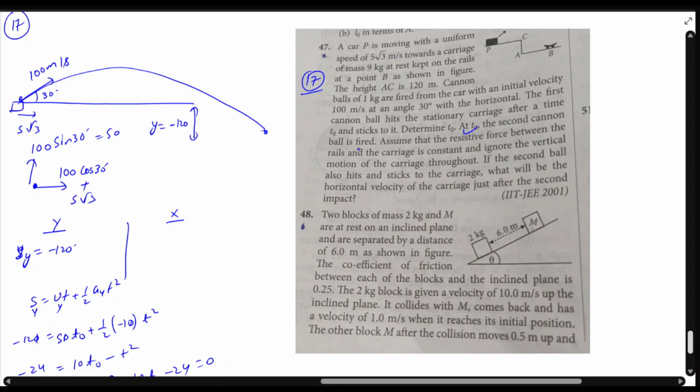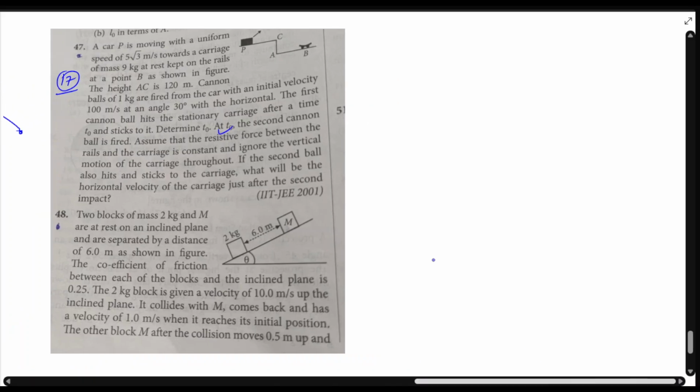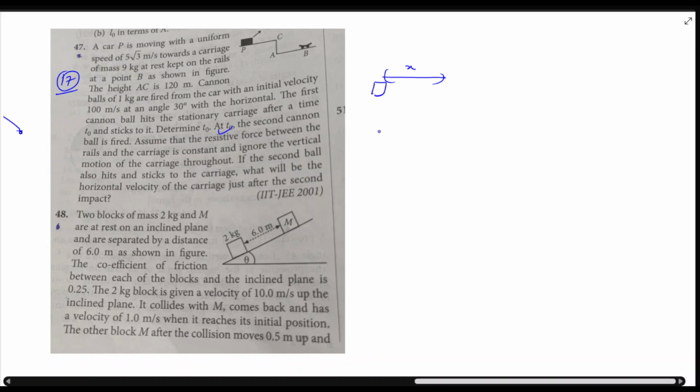Now the second cannonball is fired. Assume the resistive force between rail and carriage is constant, okay, and ignore the vertical motion of the carriage throughout. The second ball also hits the carriage and sticks to the carriage. Okay, so what happens is, look, after a time t naught, this carriage, let's say, has moved distance x, right? So this carriage in that same t naught time, which is 12 seconds, must have moved by distance x, right?